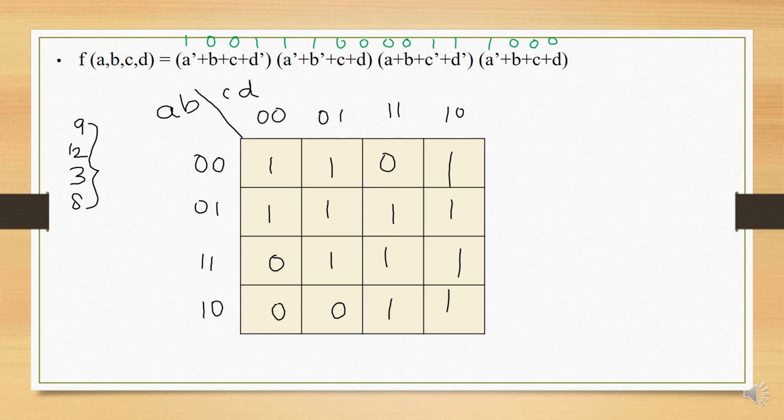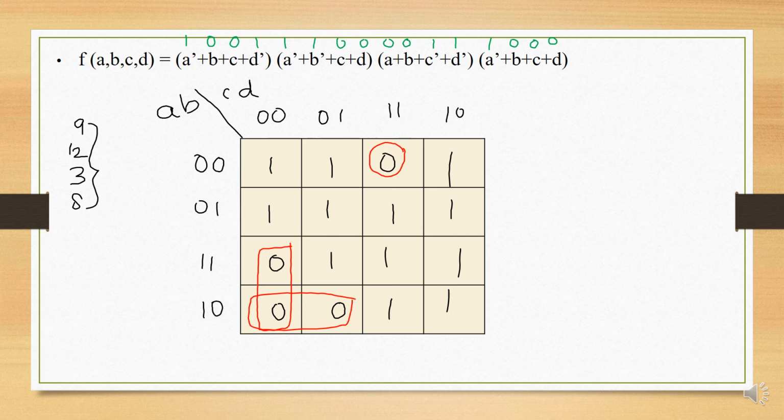In this example, we will obtain simplified POS expression by grouping logic zeros. So octet is not possible. Quad is not possible because we don't have adjacent 4 logic 0 cells. Pair is possible. So we can form a pair here and we can form one more pair here. One more logic 0 is left out. So you cannot form octet or quad in order to cover this logic 0. We can go for only a single.